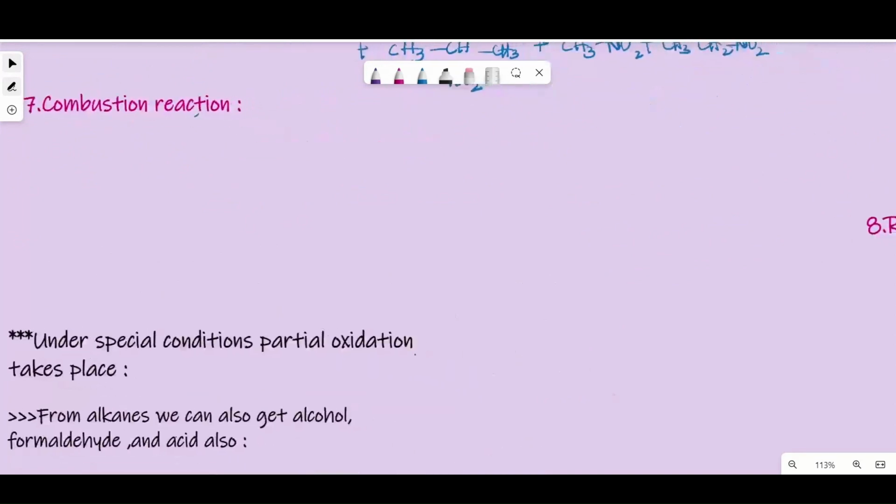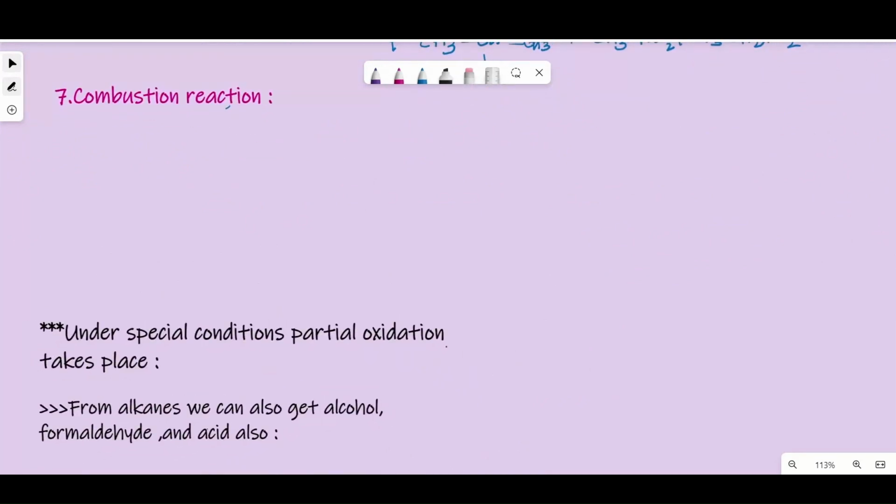That one is the combustion reaction. Generally, combustion means whenever alkanes react with oxygen, we will get carbon dioxide and water as products. Just remember it like this: alkane plus oxygen will give us carbon dioxide plus water.